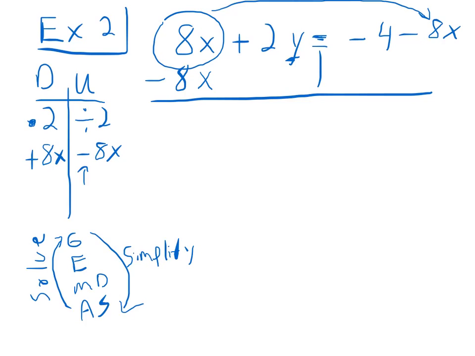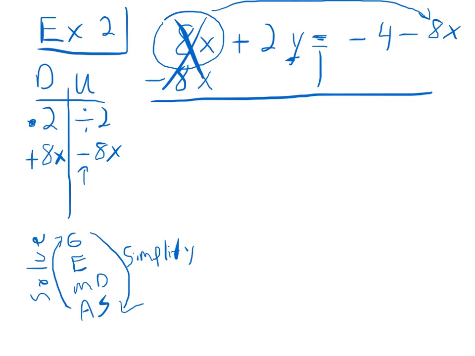Now, I did not mention this on the last example. Let me go back. Let's just stick with this one. We should have known this on the last one. So 8x minus 8x over here cancels. Negative 4 minus 8x. And I didn't do it on the last one.